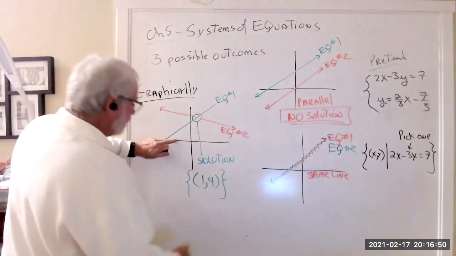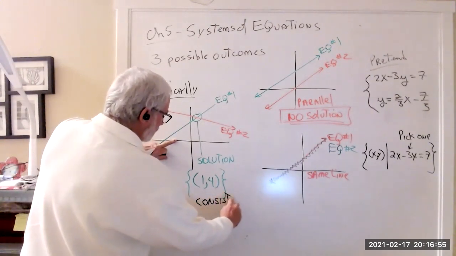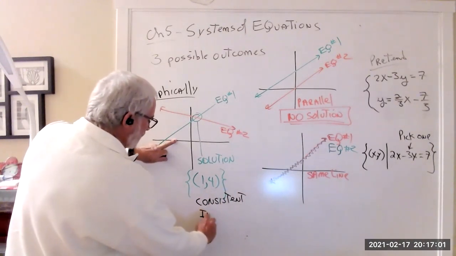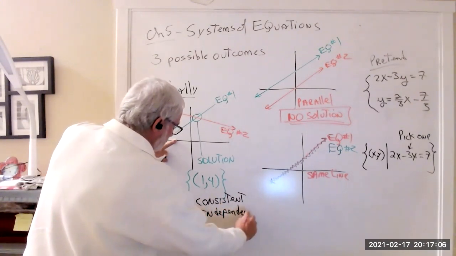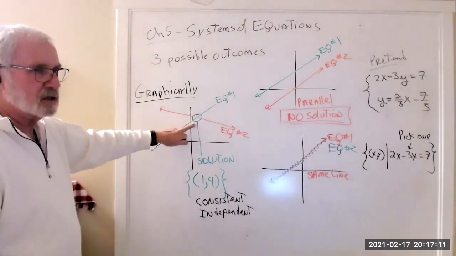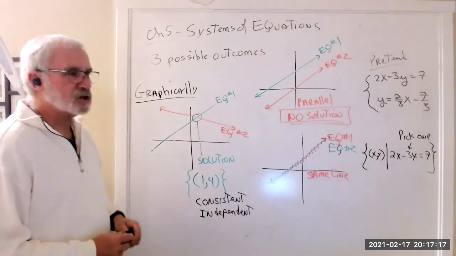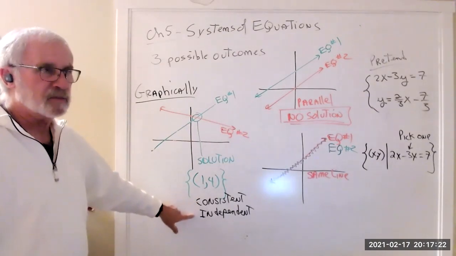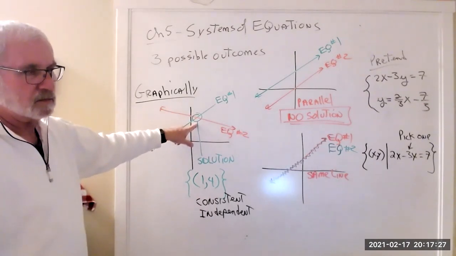But we have vocabulary. This problem is called consistent and independent. When they cross once and have a solution, we call this system, oh, that's a consistent, independent system. It means they cross once and there's an answer. Okay?